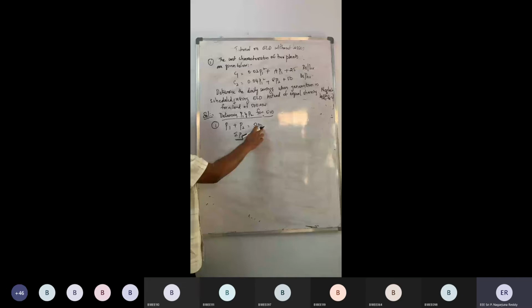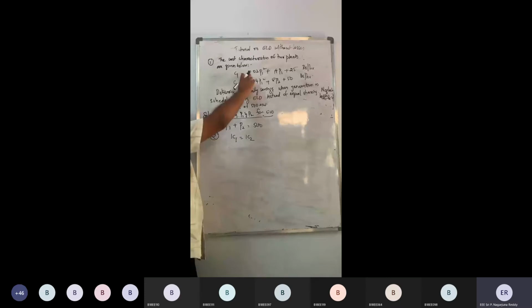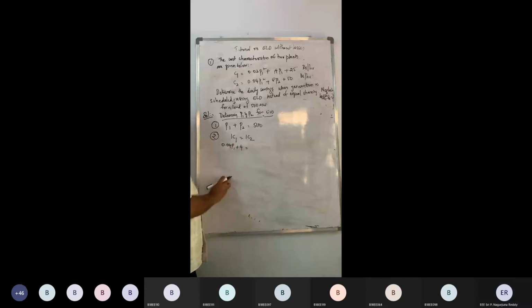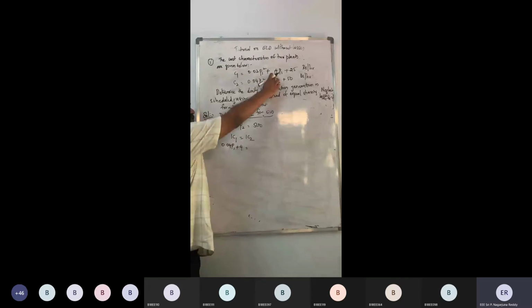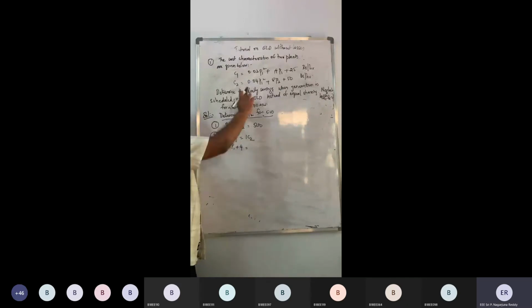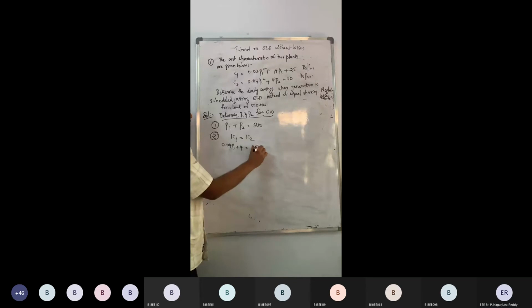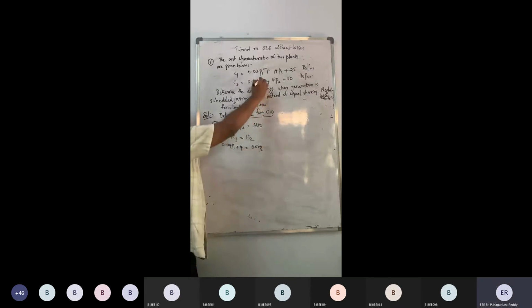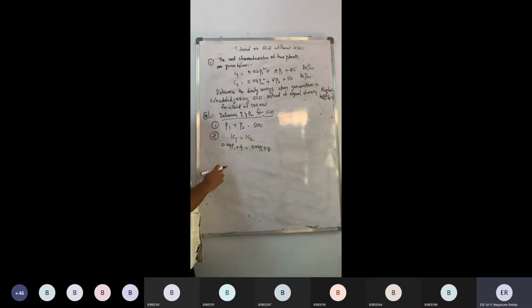IC1 is equal to IC2, because neglecting losses, incremental cost must be the same for all the plants. What is IC1? Differentiate with respect to P1: 0.4 P1 plus 4. This is IC1. IC2 is, this is P2 plus 8. This is equation number 1. This is equation number 2.